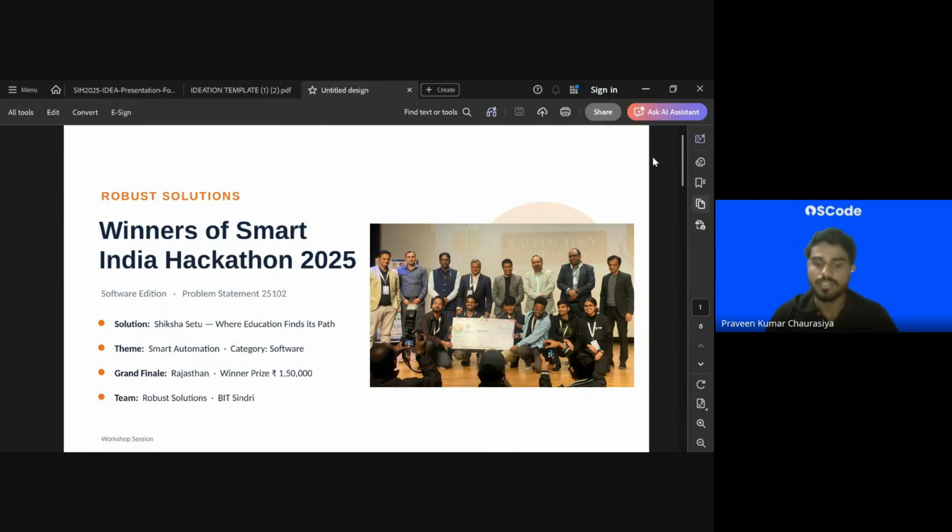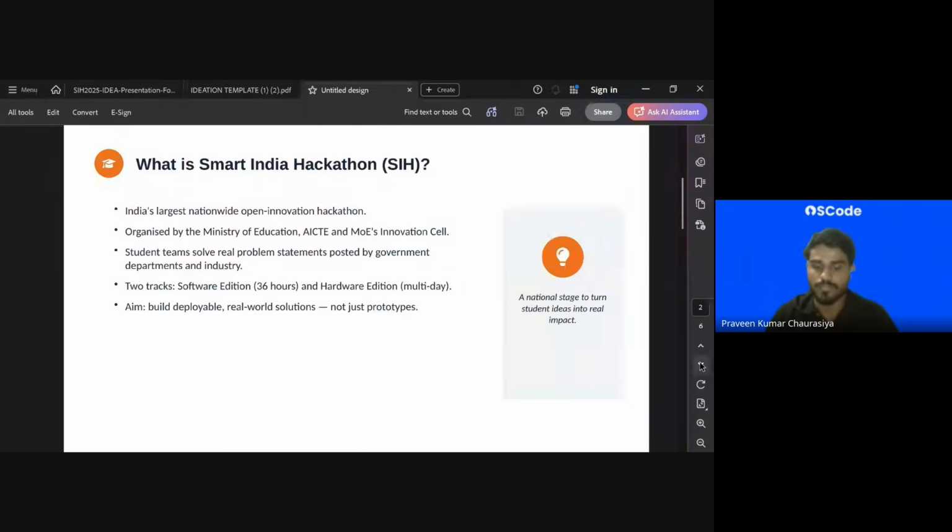We are Team Robust Solution, winner of the Smart India Hackathon 2025 for the problem statement SIH 25102, that was AI-based dropout prediction and counseling system. Today we are here to discuss our journey over the SIH and the strategy to crack the SIH. We will also discuss the extra edge we got from the whole process of the Decode SIH 2025 Hackathon. So we will proceed further.